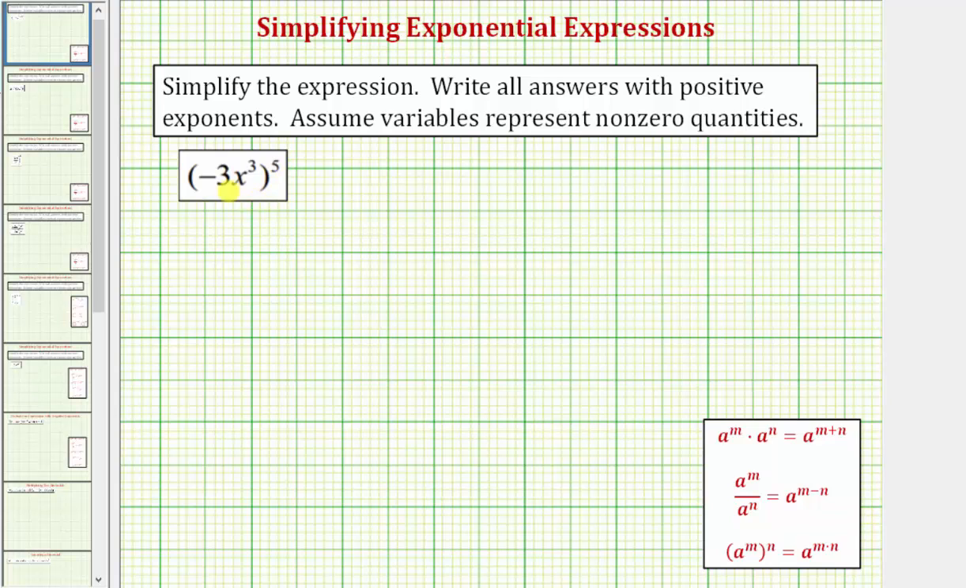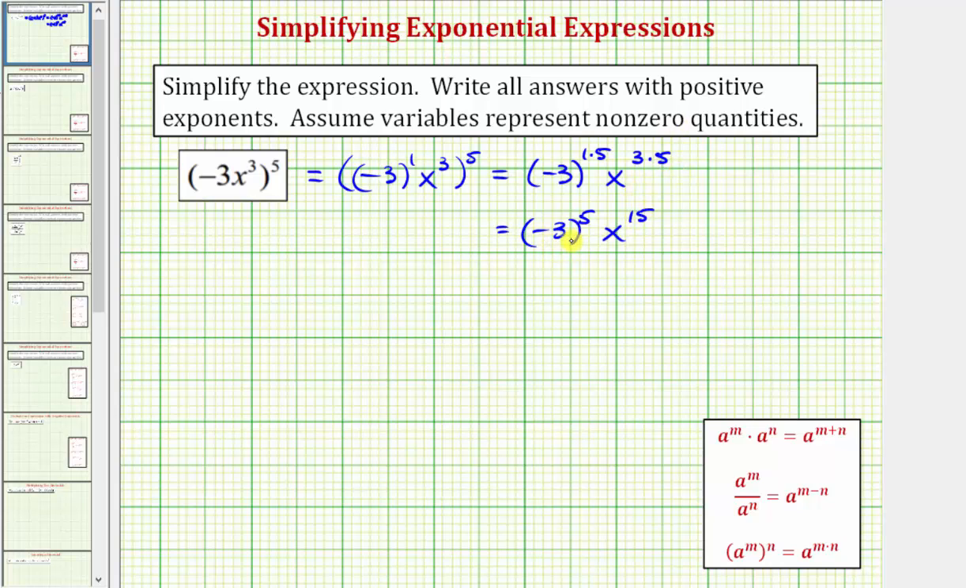We need to be a little careful here though, because the coefficient of negative 3 is raised to the first power. So let's rewrite this to be more clear as (-3^1 x^3)^5. Now again, here we have powers to powers, so we multiply the exponents. So we'd have (-3)^(1 times 5) times x^(3 times 5). So here we have (-3)^5 times x^(3 times 5), which is 15.